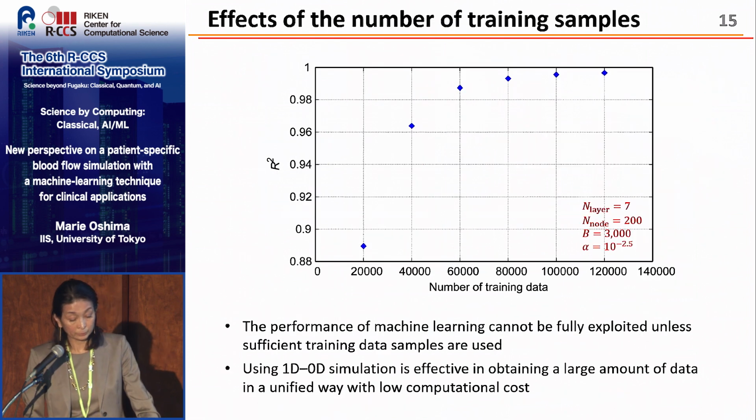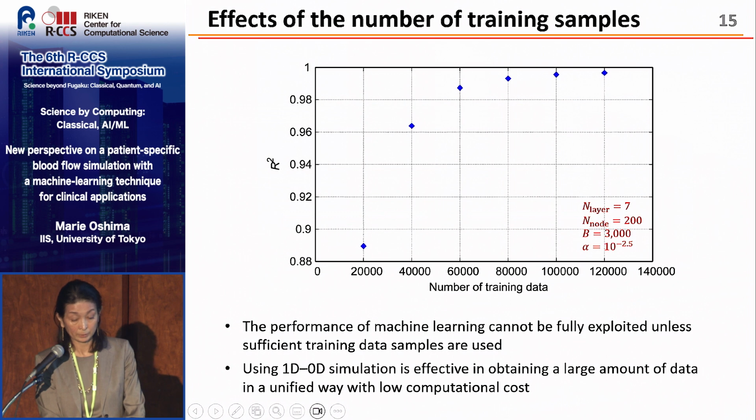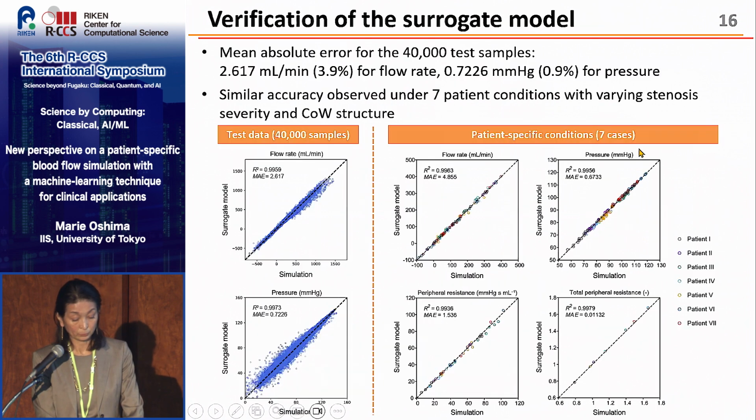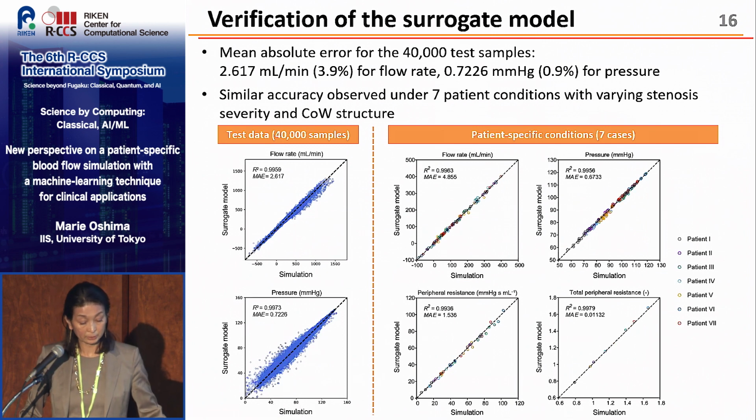Also, the number of training samples is very important. We also conducted a study on how large a data set we need. As shown in this figure, 120,000 data sets will be good enough. So that will be the data set that we use. And a verification of the surrogate model is conducted. As I mentioned, we divided the data set into 6 to 2.